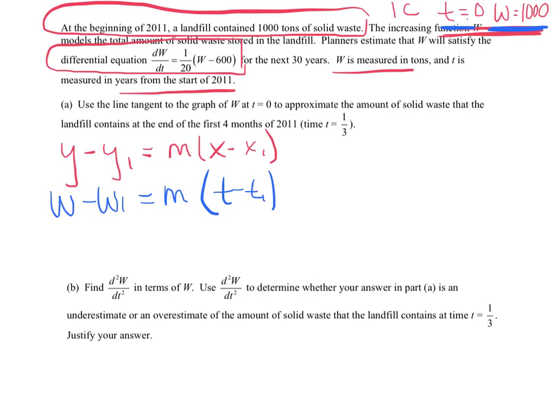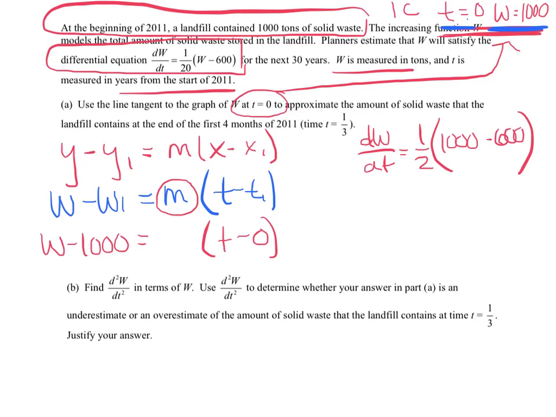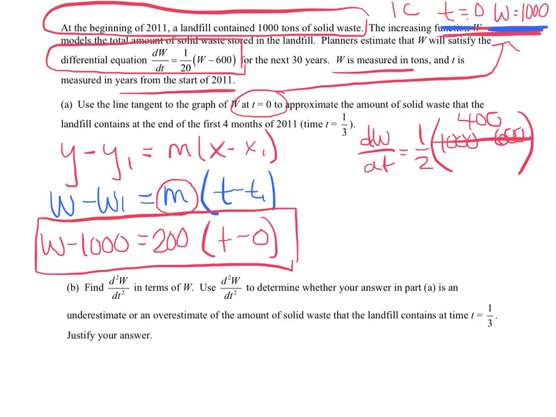Time is like your x, W is like your y. So again, I'm just putting it in terms of the problem. At t equals 0, remember we knew the waste was 1,000. So W minus 1,000 equals something times t minus 0. Now I can easily get the slope because they gave me that equation. dW/dt is equal to 1/20th times the waste, 1,000 minus 600. That's 400, and 1/20th of 400 is 20, so the slope is 20. So hopefully a nice, easy part A. And don't be afraid to put the equation in terms of the variables they give you. I think that might actually make your math easier.